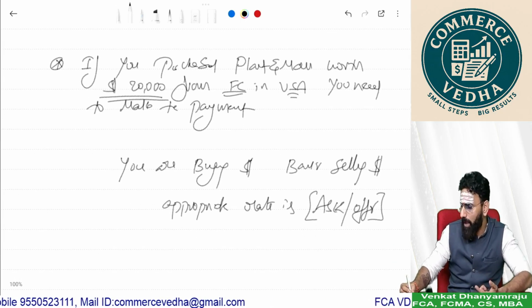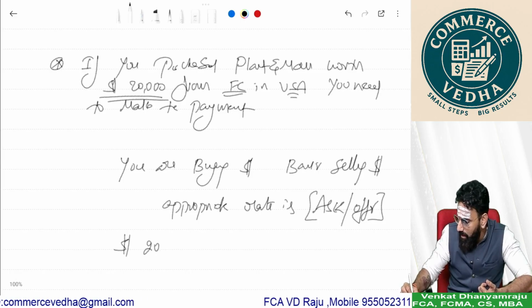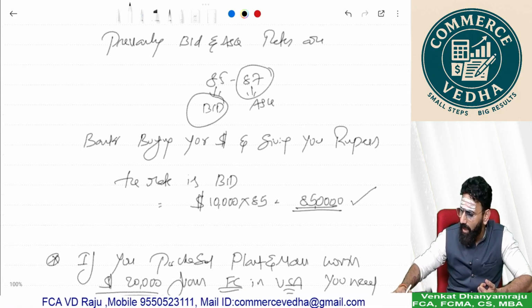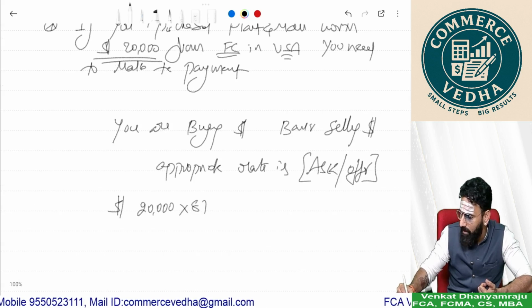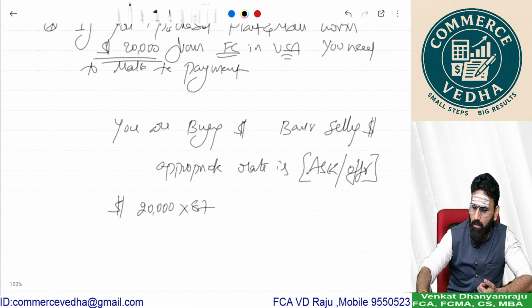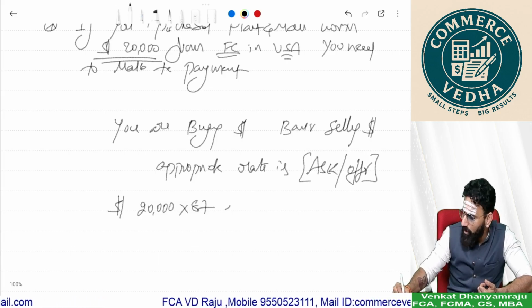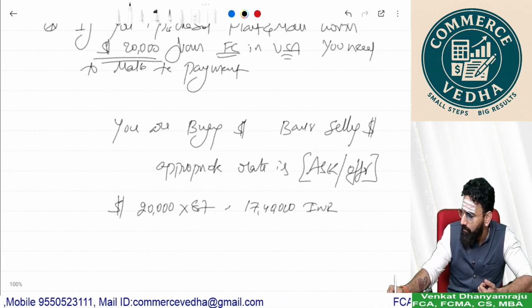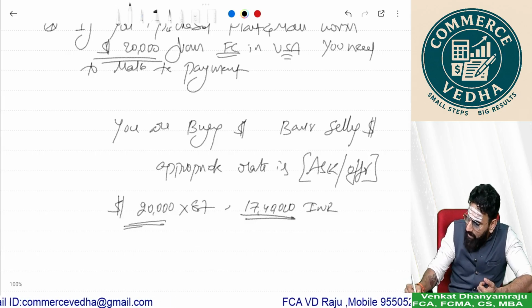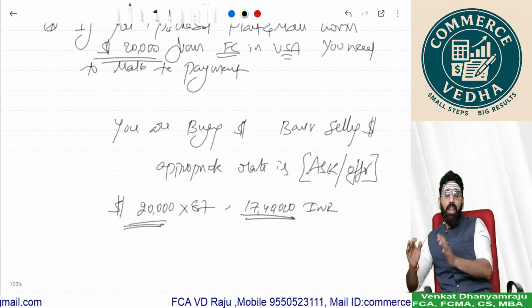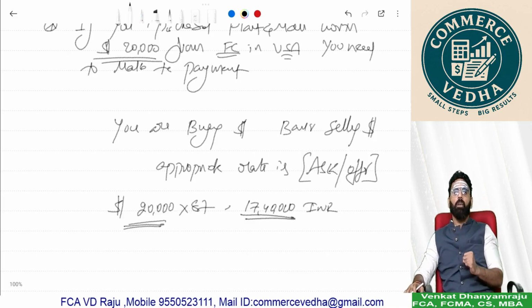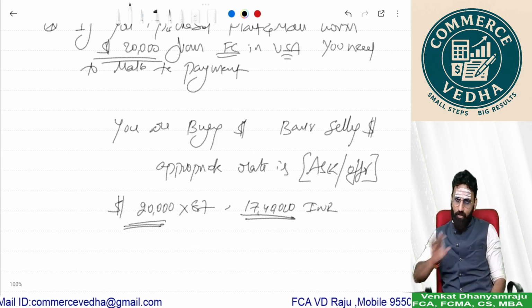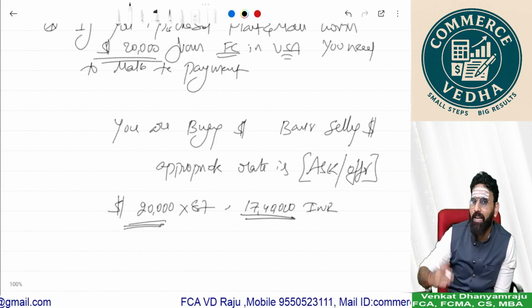So how much should you pay? You should pay 20,000 into 87 rupees to get your dollars. So you need to pay 17,40,000 INR to receive $20,000. So the rate here is ask because you are buying, banker is selling. These are the examples for bid and ask.